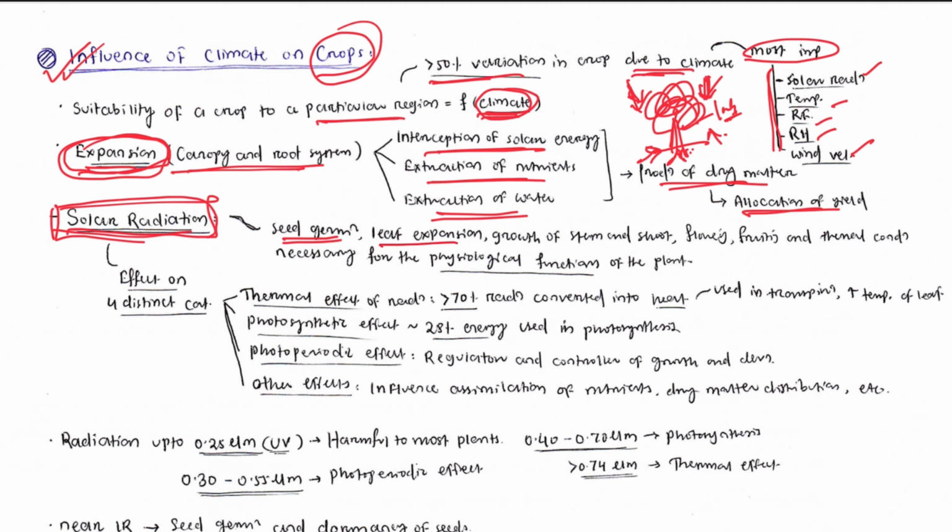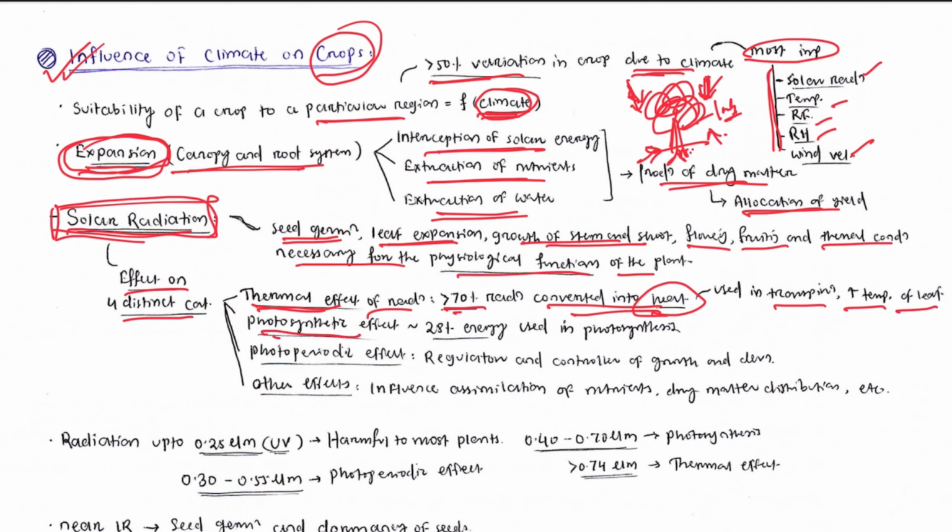Leaf expansion is also affected by solar radiation. Growth of stem and shoot, flowering, fruiting, and the thermal condition necessary for physiological function are all influenced by solar radiation. If we consider solar radiation, there are four distinct categories. One is the thermal effect of radiation. More than 70% of the radiation falling on the atmosphere is converted into heat energy, and that heat energy is used for transpiration, regulating the temperature of the leaf, and so on.